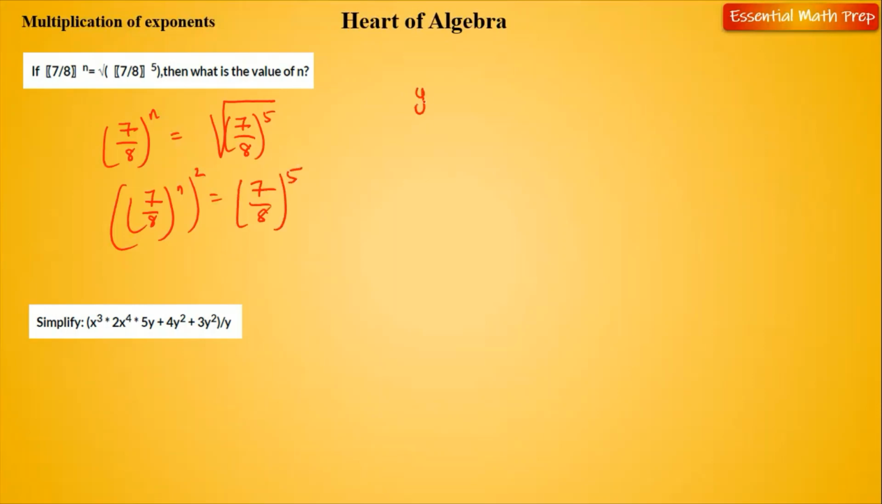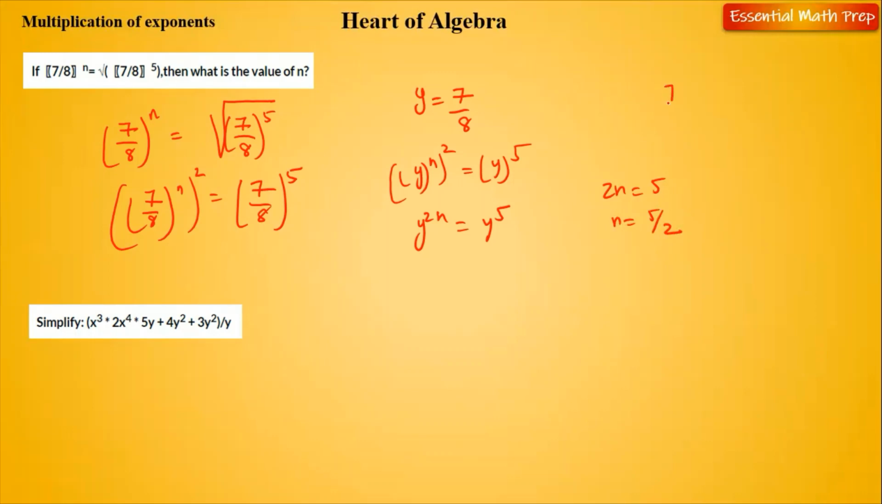Now here's the problem. I would just simply substitute y equals 7 power 8 because it just looks like, okay, I don't know what I'm going to do. Once you substitute y, it looks like, oh, I'm familiar with this. You're not going to do anything with the 7 power 8, so why not substitute it with y? This now becomes y power 2n equals y power 5. So 2n equals 5, so n equals 5 over 2. That's it. We're done. They're only asking for the value of n.